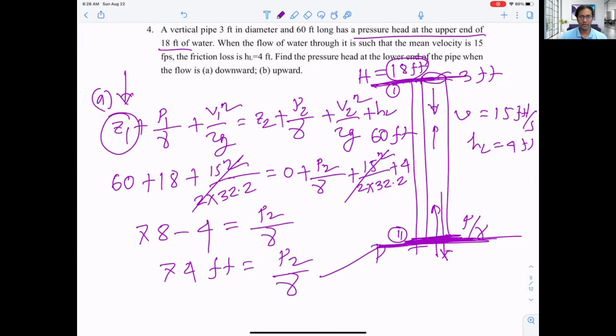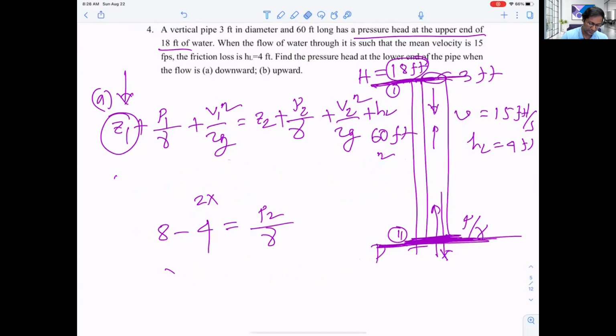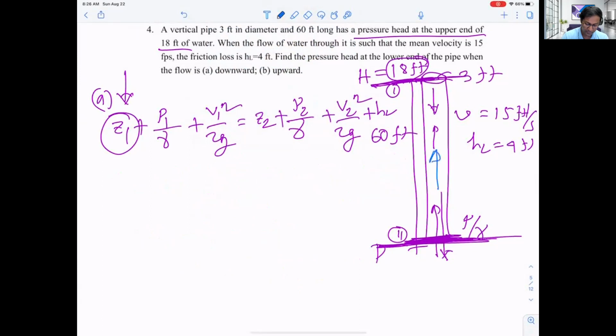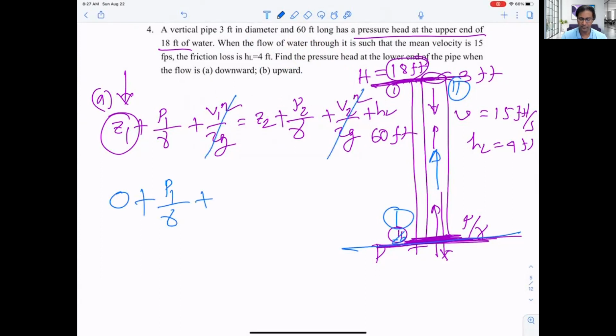Then what will happen if the flow is upward? Now we're considering the second case. When the flow is upward, the equation is the same. Now the flow is upward, so this section is 1 and that section is 2. For Z1 it is 0. We have to calculate P1 over gamma when the flow is upward, because this is section 1 now. And V1 is the same. We can cancel this out because it is 15 for both, just as before.